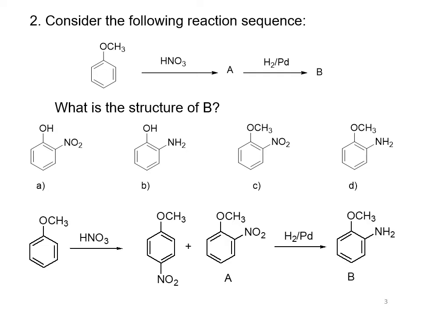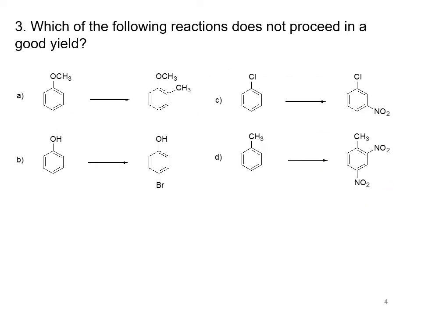And then catalytic hydrogenation reduces nitro group to amino group, and so that's compound B. And then you match it with four possible answers. You can see it matches D, so D is correct answer. Next, which of the following reactions does not proceed in a good yield? When we consider aromatic substitution reaction, there are two main reasons why some reaction that is shown would not proceed in a good yield. One is effect of substituent.